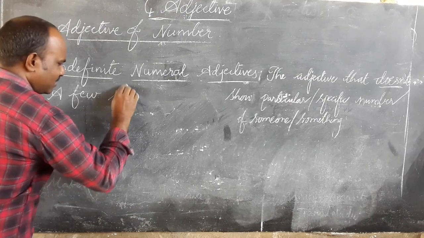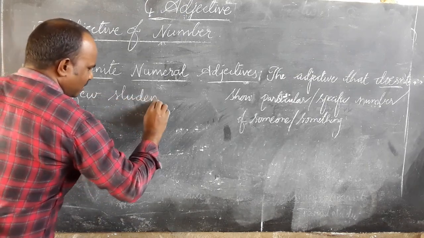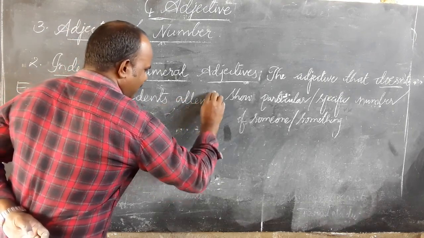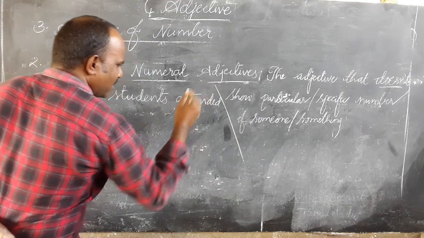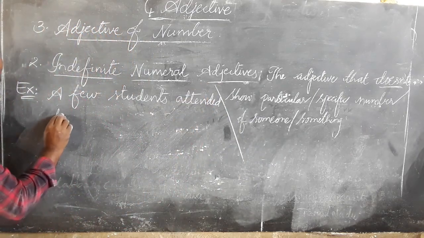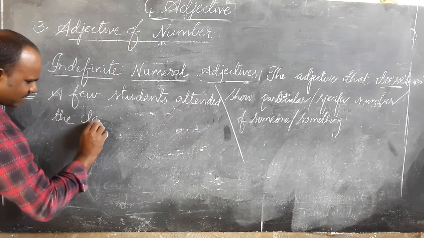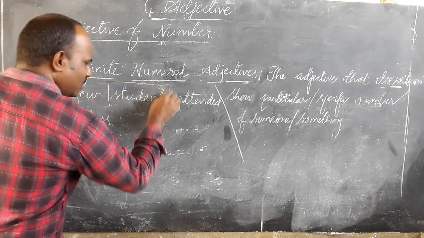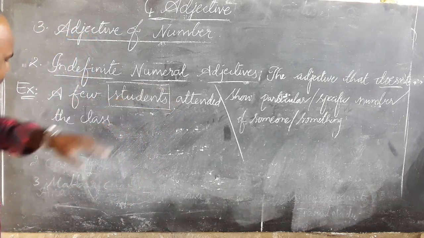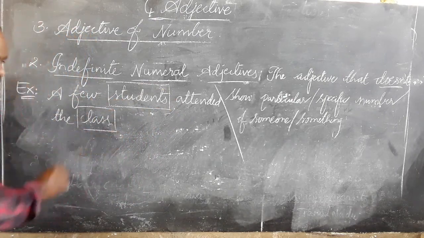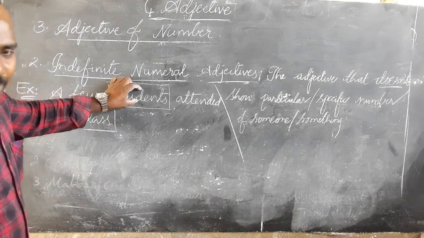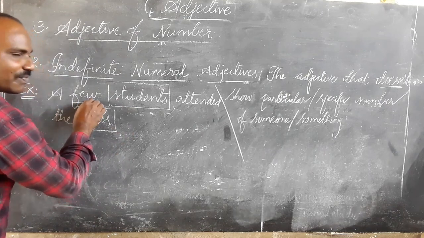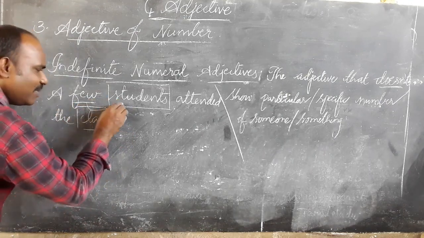A few students attended the class. A few students attended the class. Look at this sentence. How many nouns are there in the sentence? See, students, class. There are two nouns. Student, a common noun. Class is a collective noun. Look at this word. Few. A few describing here students.